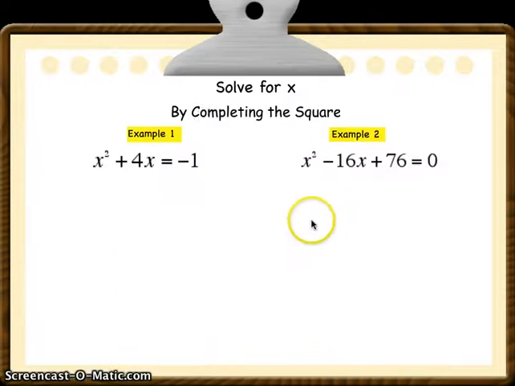Well, let's see how we can use that to solve an equation. The first thing you want to realize is, unlike factoring, I don't want all of my terms on one side. I'm not worried about being equal to 0.